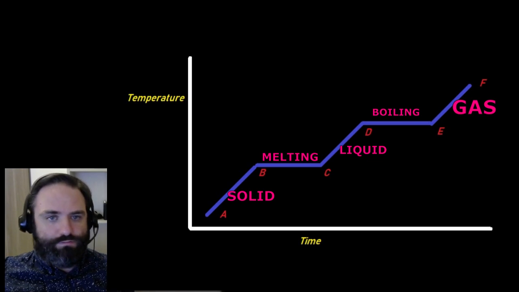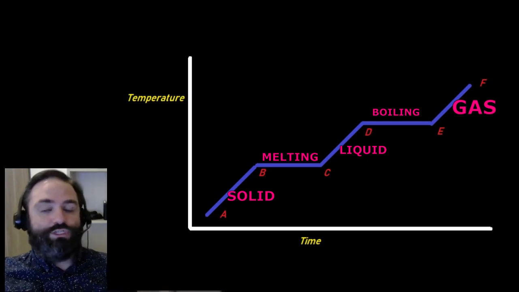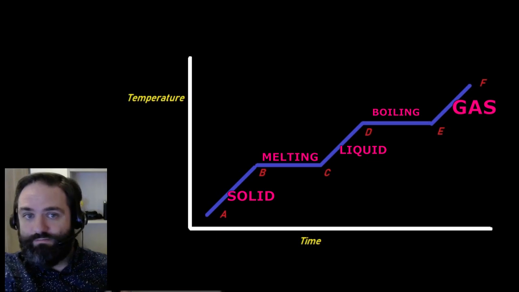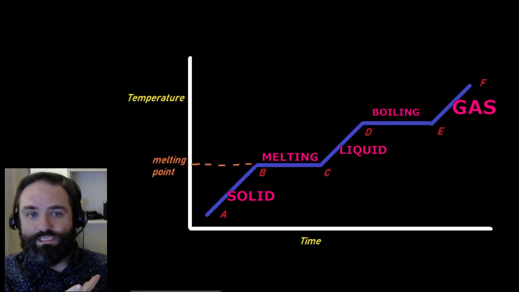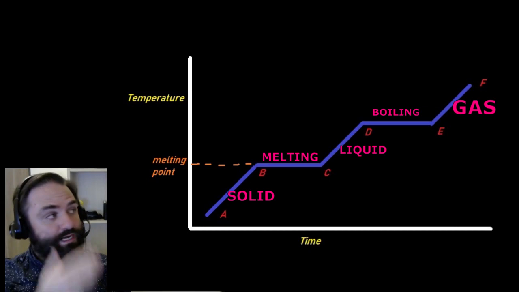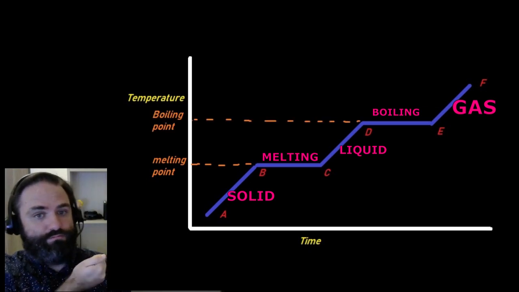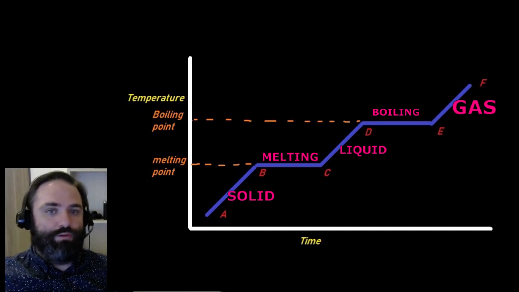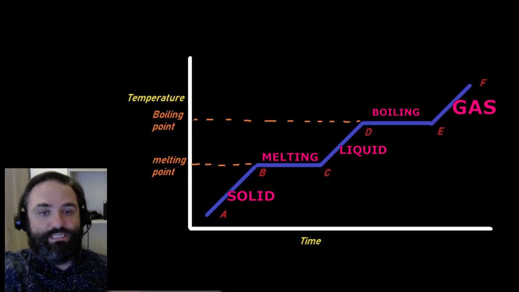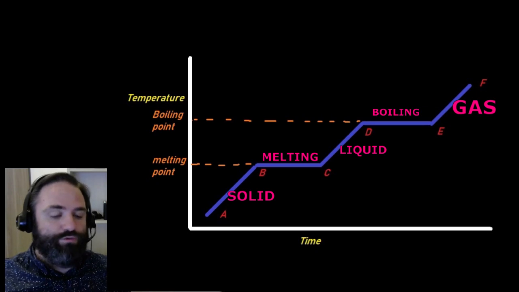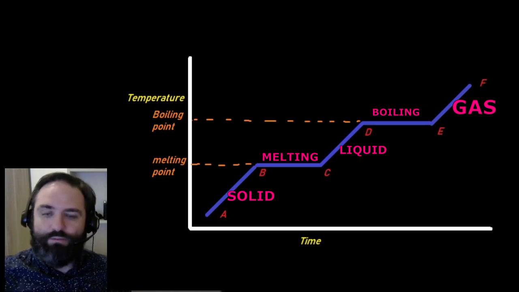So we can use a graph like this to determine the melting and boiling point of an unknown substance. All you do is draw a line from the melting point to this axis, you read it off, and that will be the temperature at which a substance melts. That's its melting point. Same goes for the boiling point. This will be the boiling point. If you have a substance that you know the melting and boiling point, such as water, you'd expect this to be 0 degrees Celsius and this to be 100 degrees Celsius. Remember that that's only true for water.